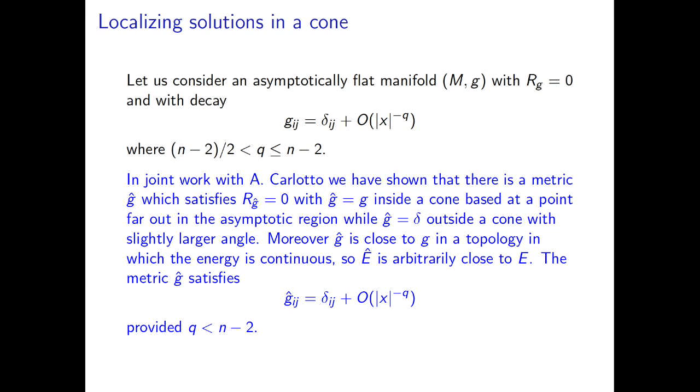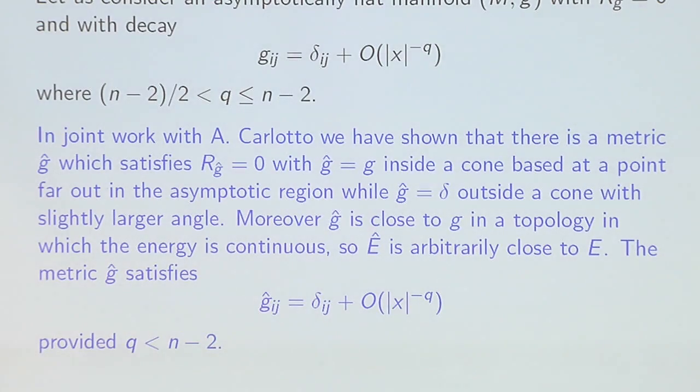Now, there's a technical point here which is actually important. Namely, if I assume that q is less than or equal to n minus 2 here, then in the end, for g hat, we have to give up a little bit of decay. So if the decay was originally like the Schwarzschild decay, x to the 2 minus n, so in 3 dimensions x to the minus 1, then g hat has slightly slower decay to Euclidean. So I have to take q here to be less than n minus 2. I can't preserve the n minus 2 decay.